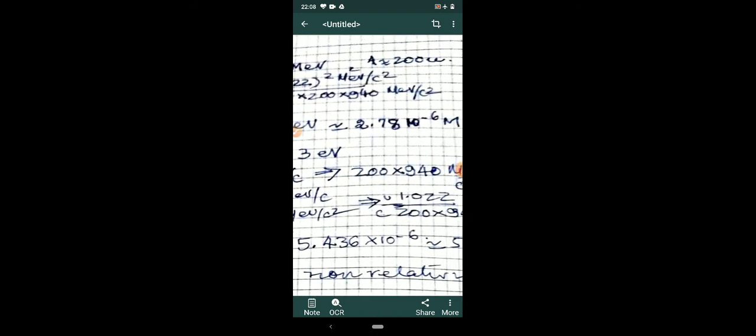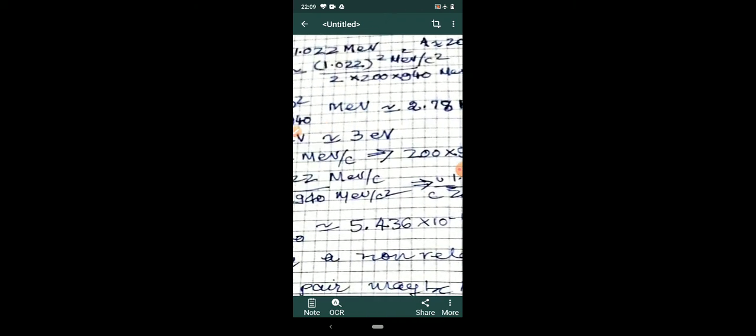roughly 5.5 × 10^-6. So it is of the order of 5.5 × 10^-6, this ratio v/c. You can understand that the velocity of the recoiling nucleus is almost 1 upon 10 lakh times smaller than the velocity of light. So it is basically a case of non-relativistic phenomena.